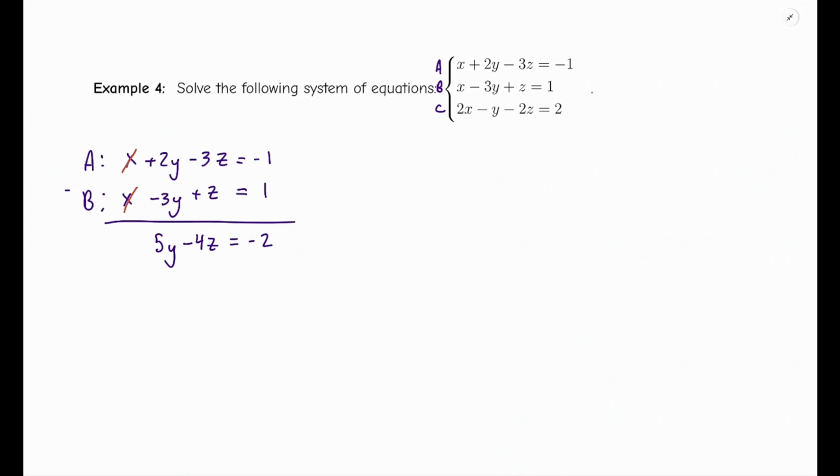Okay. So now that I did A and B, I have to do A and C or B and C. And it really does not matter. I'm going to do B and C this time. So I want the x's to match. So that means I need to multiply B by negative 2. So I'll do negative 2B, which gives us negative 2x plus 6y minus 2z equals negative 2. And then C, I don't need to multiply by anything.